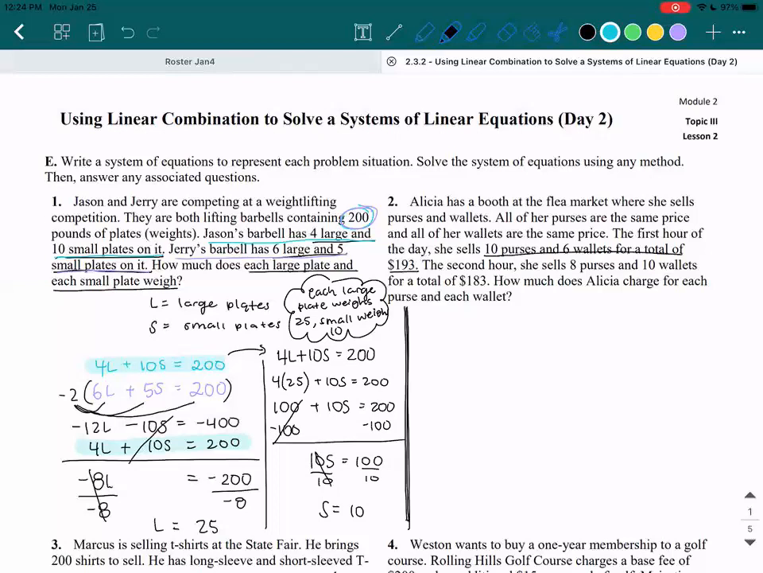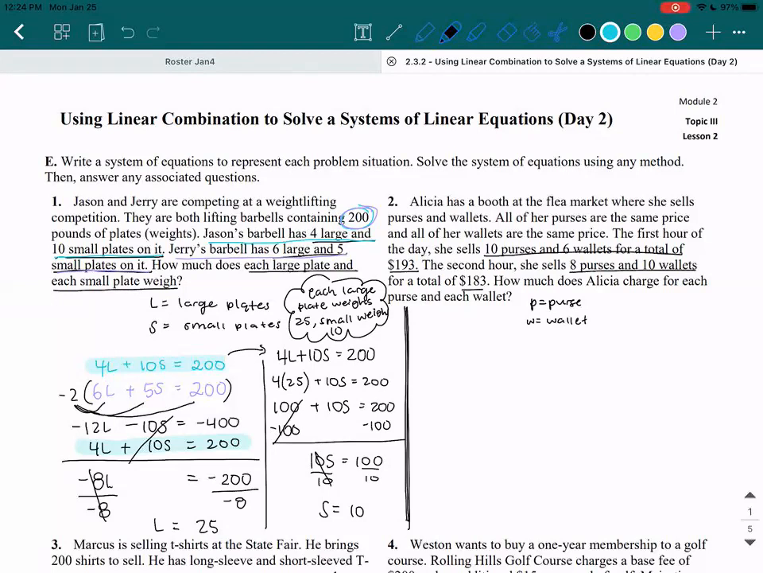The second hour, she sells 8 purses and 10 wallets for a total of $183. How much does Alicia charge for each purse and each wallet? So I'm just going to use P and W. P equals purse. W equals wallet. Make it easier on yourselves. Don't use X and Y. P and W, because why not?